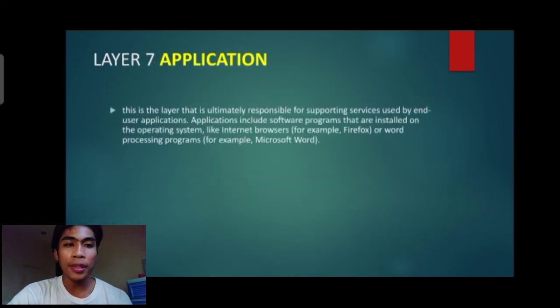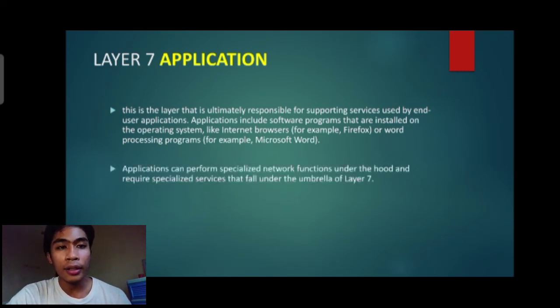And the last layer is the application layer. This layer is ultimately responsible for supporting services used by end-user applications. The application layer includes software programs that are installed on the operating system, like an internet browser, for example Firefox, or a word processing program, for example Microsoft Word. In short, it is the application where users interact with the computer or connect with other users out there, for example Facebook, Twitter, Instagram, and so on.